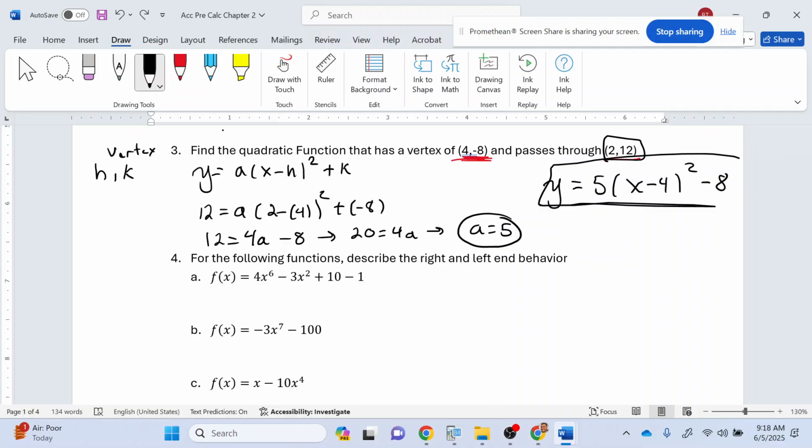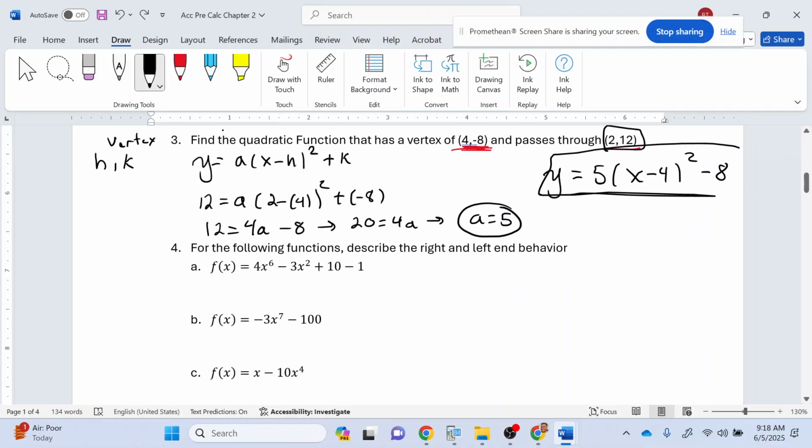Okay, number 4, end behavior. Now, end behavior, if you remember, matters when you go towards infinity, so when your numbers get really, really big. Because your numbers get really big, small numbers don't matter, and nothing makes something small except not having a big enough exponent. So I always look at what has the biggest exponent, and whether it's even versus odd.